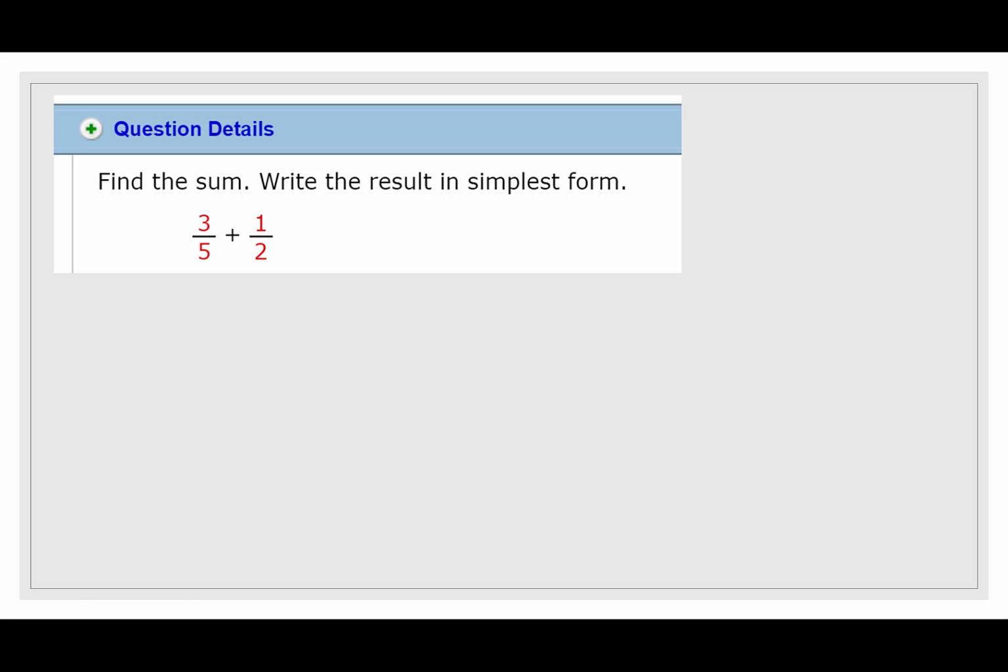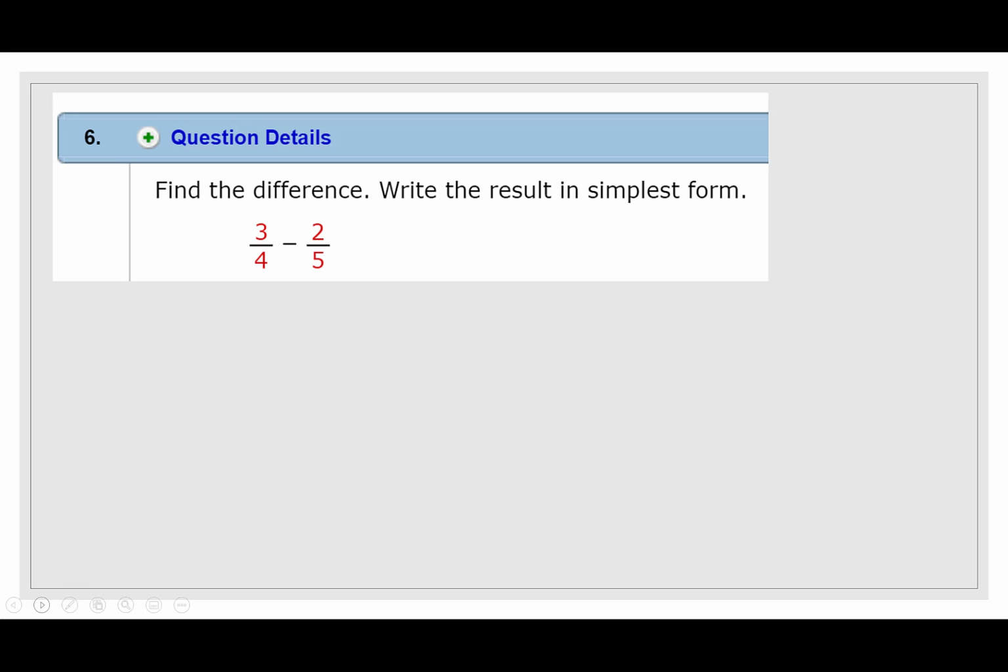It says find the sum and write the result in simplest form. When adding and subtracting fractions, you need to find common denominators. In this example, the common denominator will be 10. Now you need to convert the numerators. The first fraction we multiplied by 2 over 2, and so 2 times 3 is 6. The second fraction we multiplied by 5 over 5, and so the second numerator is 5. Okay, you can add across the top. 6 plus 5 is 11 tenths, and you should be able to leave it as an improper fraction on WebAssign, and so that's your final answer.